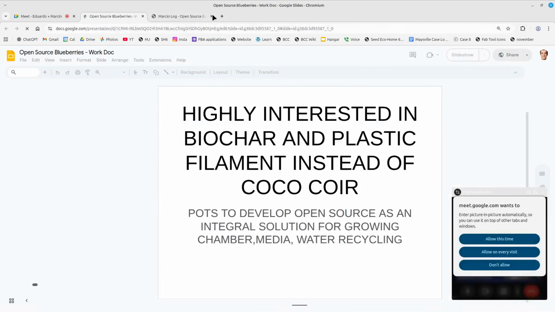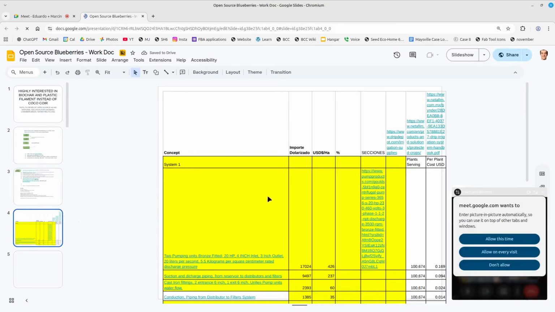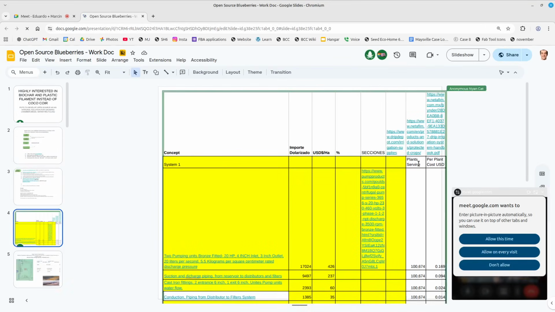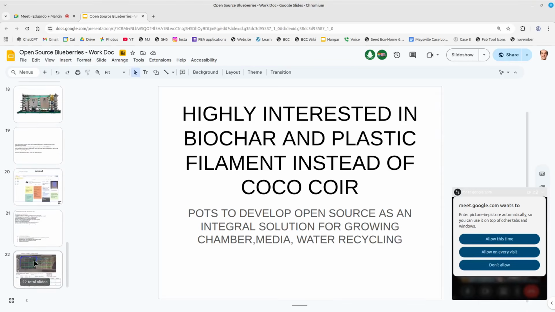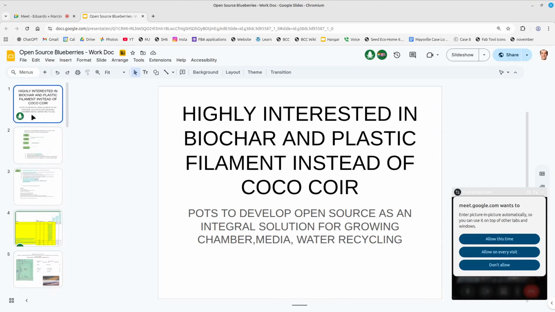I see slide number 4, I think. Okay, 4. Yeah, I'm on number 1. I just put a big note that I'm highly interested in biochar and plastic filament instead of coco coir, just as a big note to put some focus on that. And as I mentioned, the goal would be to develop the pots into an integral solution as a growing chamber, media, and water recycling. That would be the finished product where, of course, there would be cost reduction, but there would also be the component of ongoing recycling.